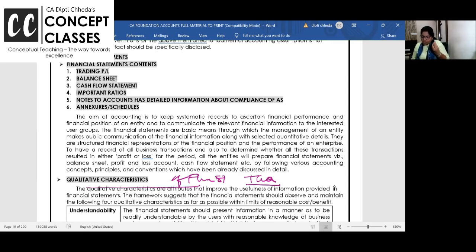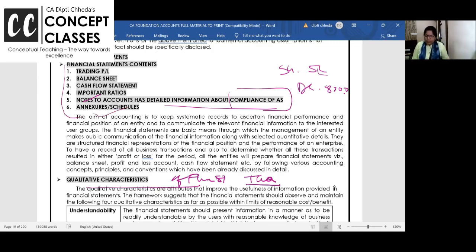See, when I'm talking about the qualitative characteristics of the financial statement, I should know what the financial statement consists of: trading, P&L account, balance sheet, cash flow, ratios, notes on accounts, that is schedules. In balance sheet, I'm writing share capital 5 lakh. In schedule, we have details: authorized, issued, paid up, call in arrears, and so on. In balance sheet, we write debtors 80,000. In schedule, we have details, good debts and all. And compliance with the accounting standards is also given in the schedules, annexures, notes. So this is all put together.